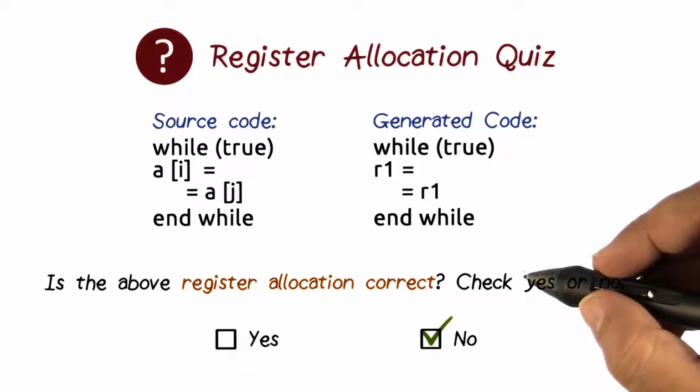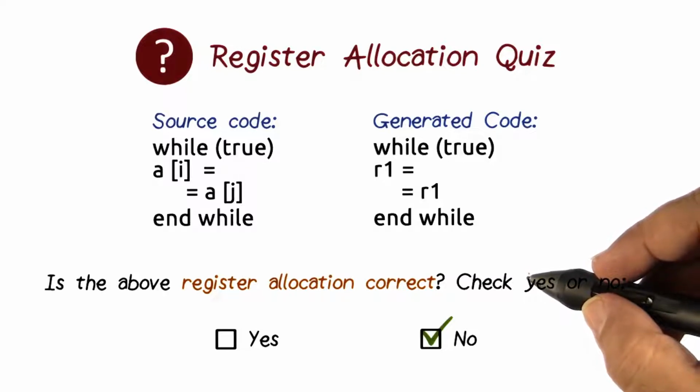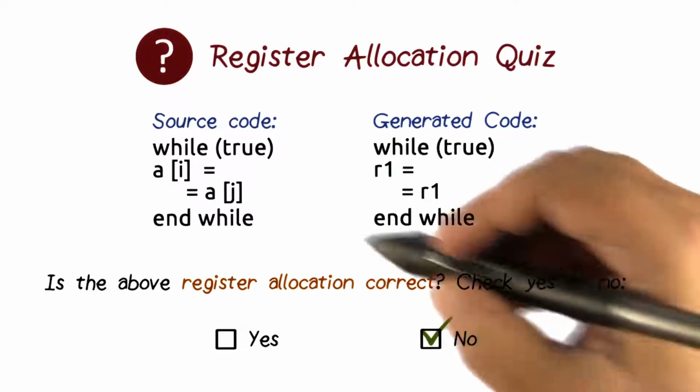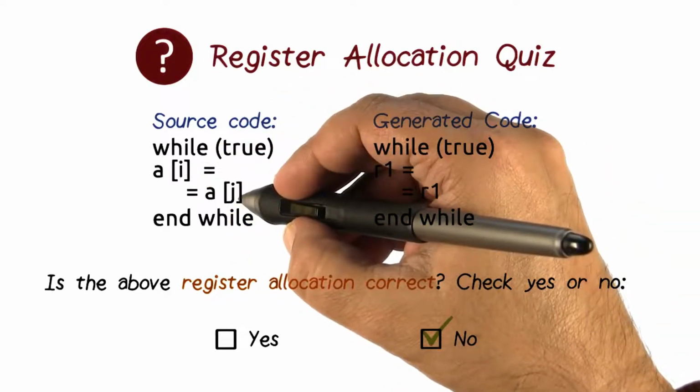And the correct answer is no. Let us look at the reason behind this. The main reason why this allocation is not correct is as follows. A of I may be sometimes same as A of j. That is true if the index I is same as j, but not always. This means A of I and A of j are two different locations, and they may not have a data flow between them. That is, the value of A of I will not be used in A of j here.